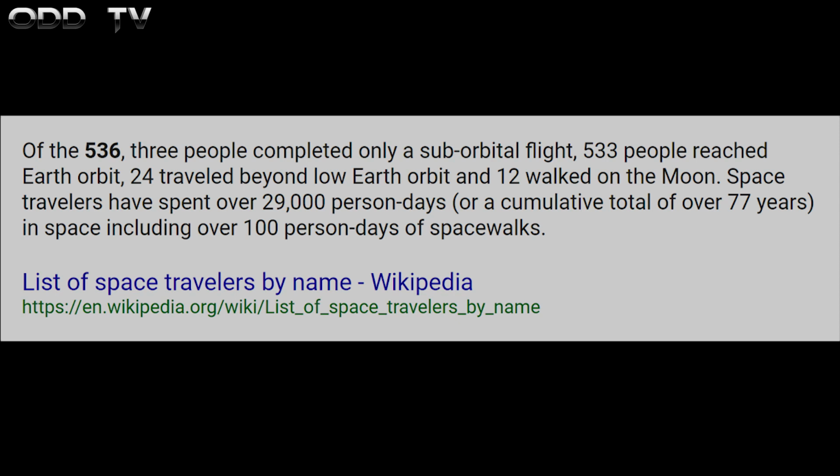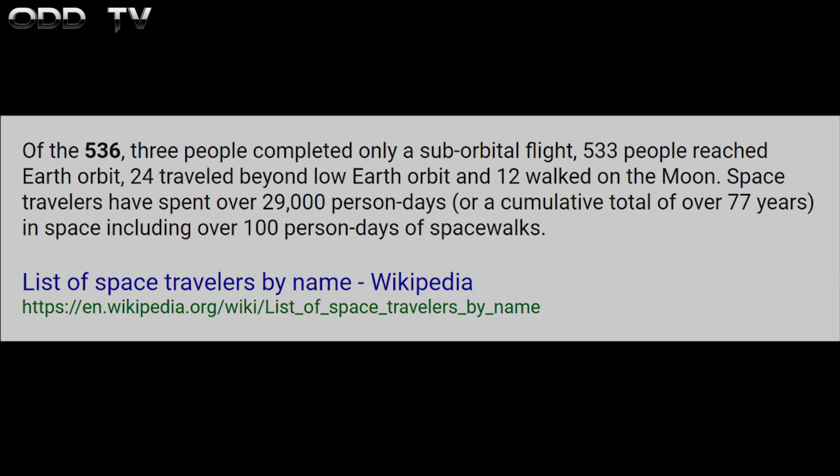See, can't go past low Earth orbit. That equals can't get past the barrier, also known as the dome or the firmament. If you look up how many people have been to space, here's what you get. Of the 536, 3 people completed only a suborbital flight. 533 people reached Earth orbit, 24 travelled beyond low Earth orbit, and 12 walked on the moon. So it seems that the Apollo mission was the only one to ever get to deep space. You would think that by now we'd have several bases on the moon and would have already been to Mars a few times. But no.